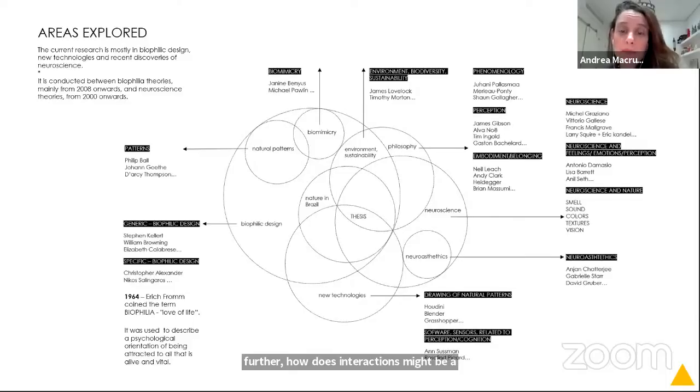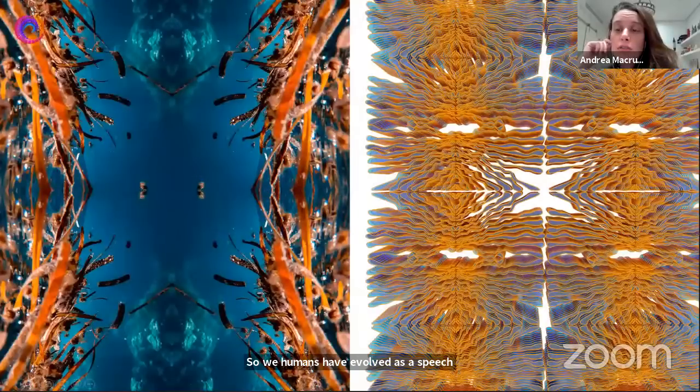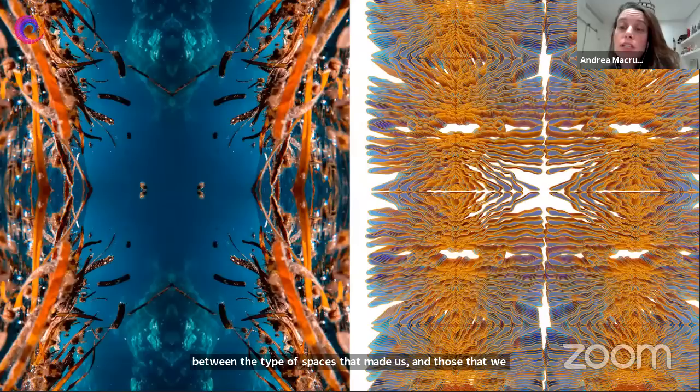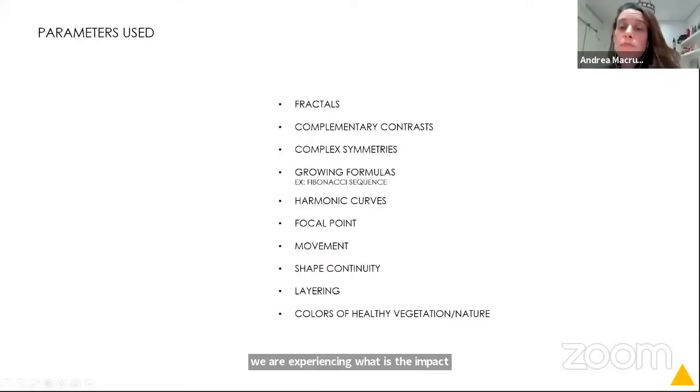the object's design. So we humans have evolved as a species in outside environments. However, currently we are spending 90% of our time in indoor environments. So there is a discrepancy between the type of spaces that made us and those that we are experiencing. What is the impact of that on our bodies and minds? So these are the parameters that we used in the research related to biophilic design and human survival strategies.